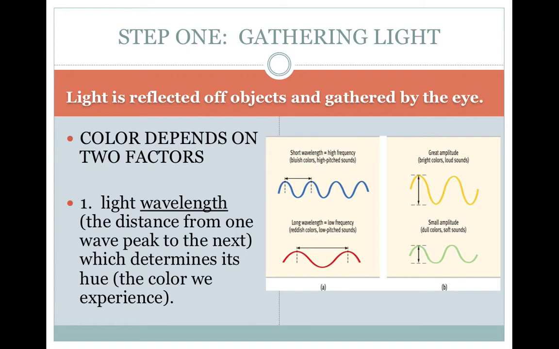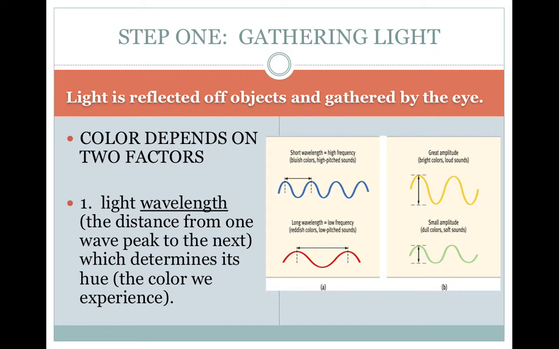When we look at the process of vision, there are really two steps. First one is gathering the light. Light is reflected off of objects and is gathered and collected by our eye. When we look at color, it really depends on two factors. This is a really good graph to help you understand and process how we perceive color. The first is on the left-hand side, and it's talking about wavelengths.